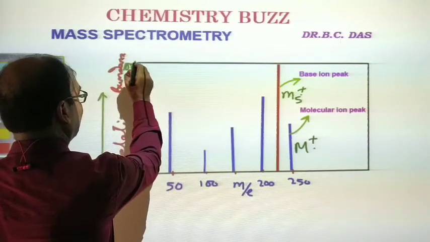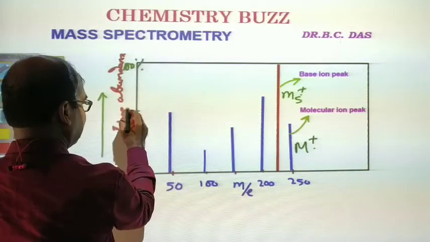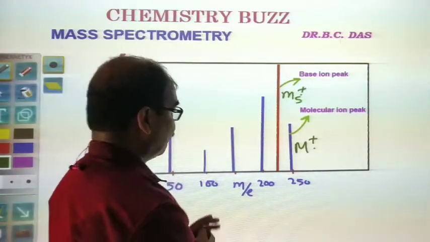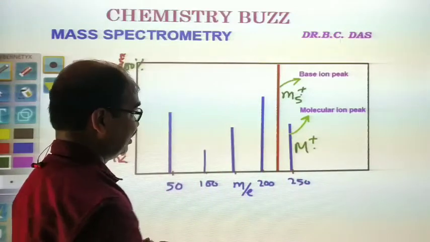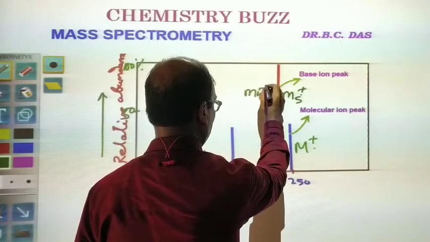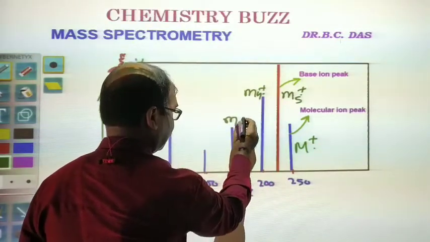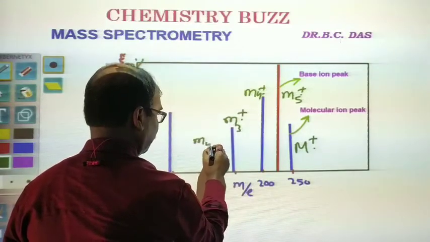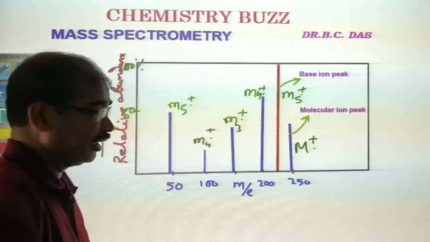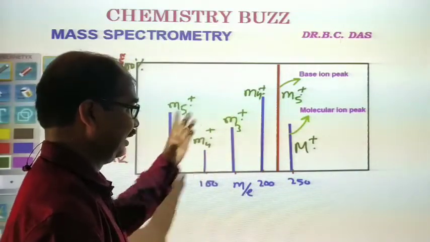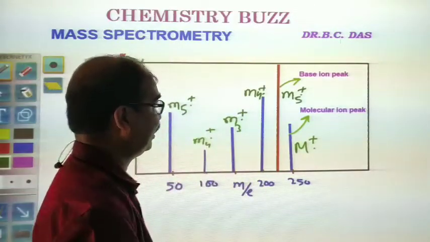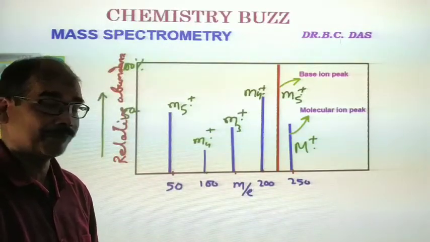That means that peak height is 100%. So this is 100%, and this is 50%. The other peaks are assigned their heights. Say this is M5, this is M4 plus, M3 plus. In this way the mass spectrometer works, and finally the graph is displayed.